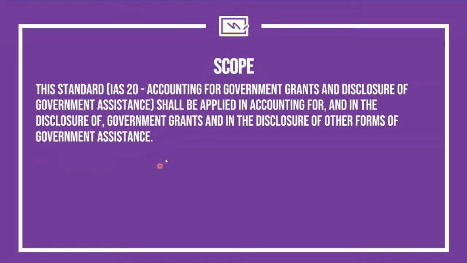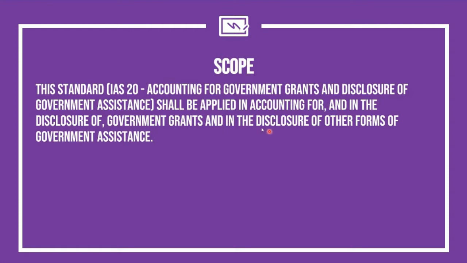Okay, so for the scope, basically the standard will focus on how we are going to apply or how we are going to account for government grants. And in the case of government disclosures, how we are going to disclose the following items. So of course, we're going to discuss the difference between government grant and government assistance. But if you see from the scope, it talks about accounting for the grant and disclosure for the assistance.